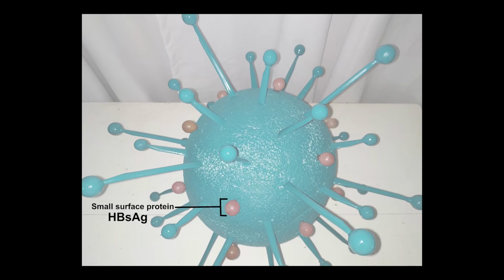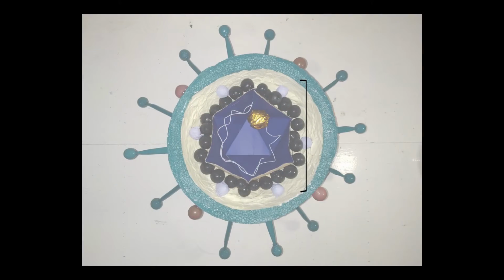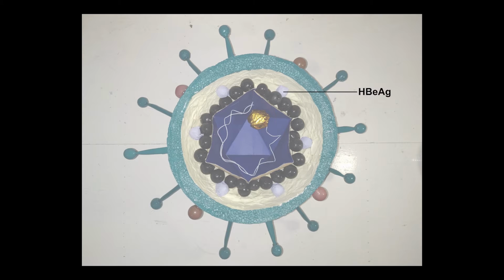large, medium, and small. This lipid envelope encloses an icosahedral nucleocapsid, which is a result of the self-assembly of hepatitis B core antigen. Floating in the space between the surface and the core of the HBV, you would find another antigen known as the hepatitis B E antigen, which is released or escapes during the replication of the virus.